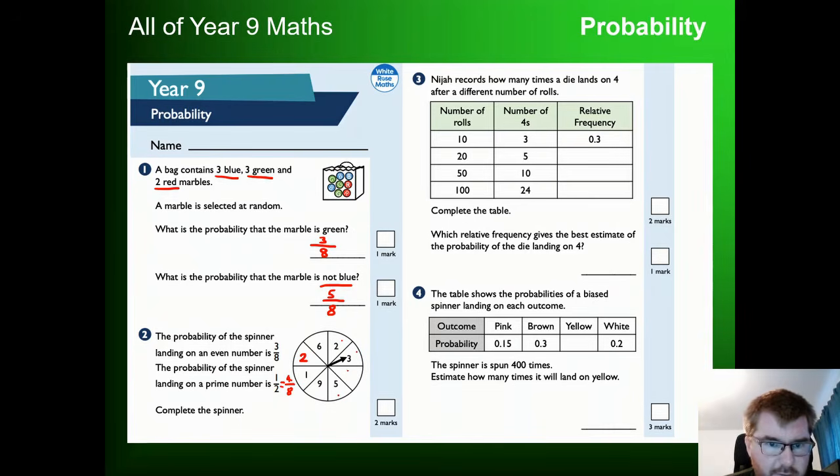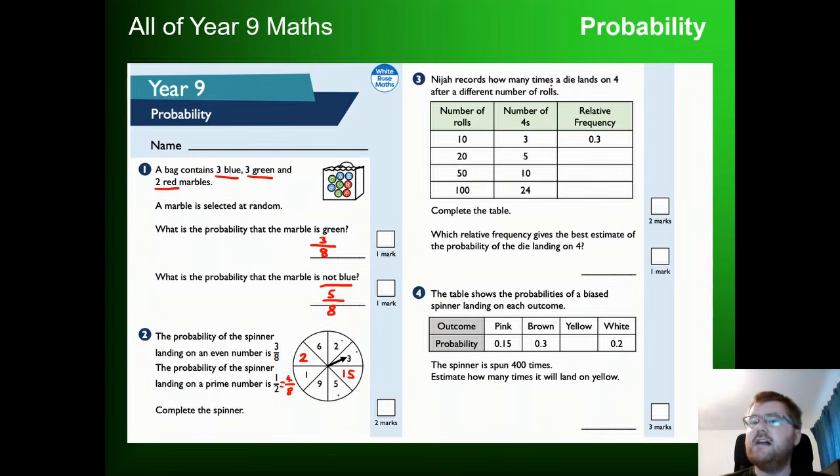So now I need to fill this in with an odd number that's not prime. So 15, I think, will do the trick on that one. Let's just double check. So landing on the prime number is a half. So 2, 2, 3, 5. That's fine. And probability of landing on even is 3 out of 8, 1, 2, 3. Yeah, I'm happy with that. Again, there are plenty of other answers for that question.